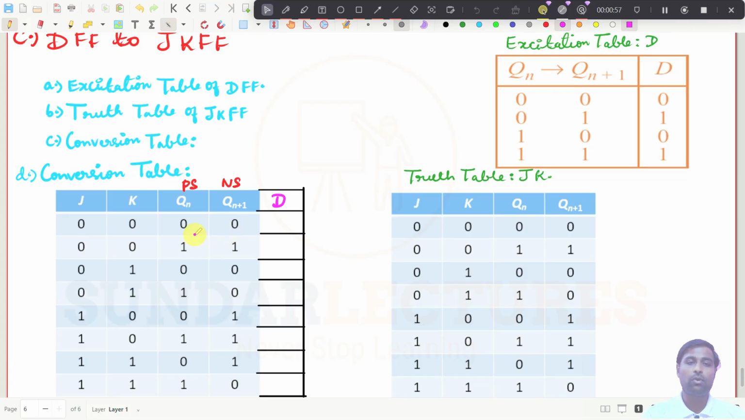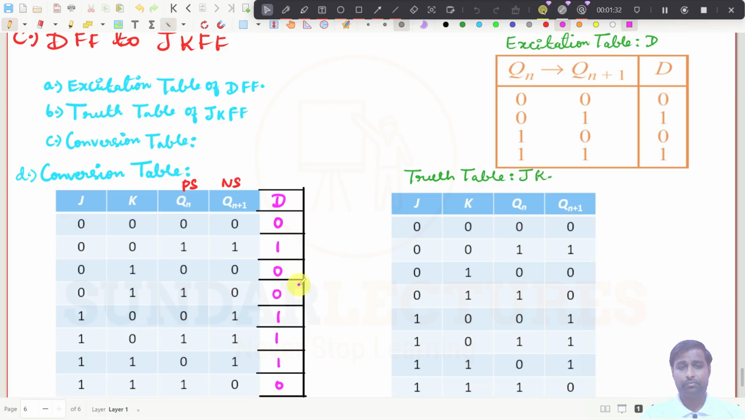So what we need to do now? For 0 0, what is the excitation table? That means the input for converting from Qn is 0 to Qn plus 1 is 0, it is 0. From 1 to 1 it is 1, and for 0 to 0 it is 0. From 1 to 0 it is actually 0. From 0 to 1 it has to be 1, and from 1 to 1 it will be the same. From 0 to 1 you have to put 1, and from 1 to 0 it has to become 0.